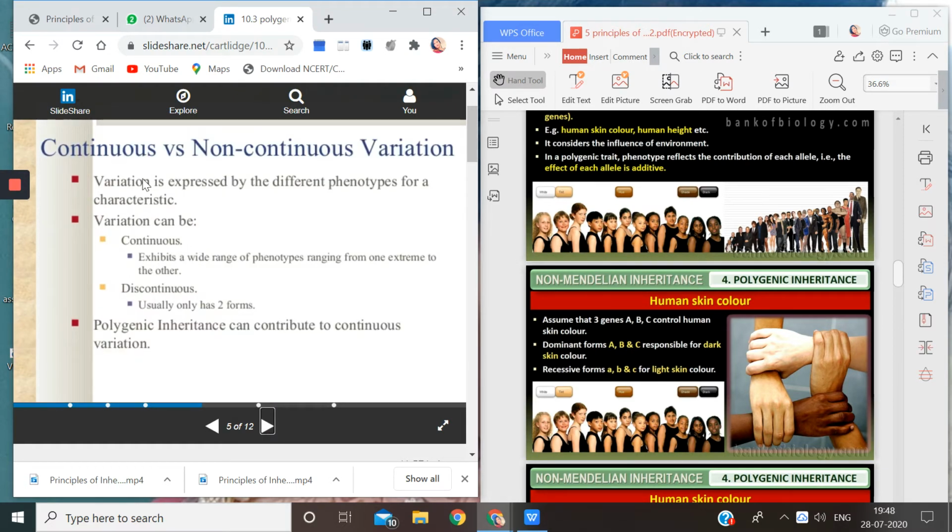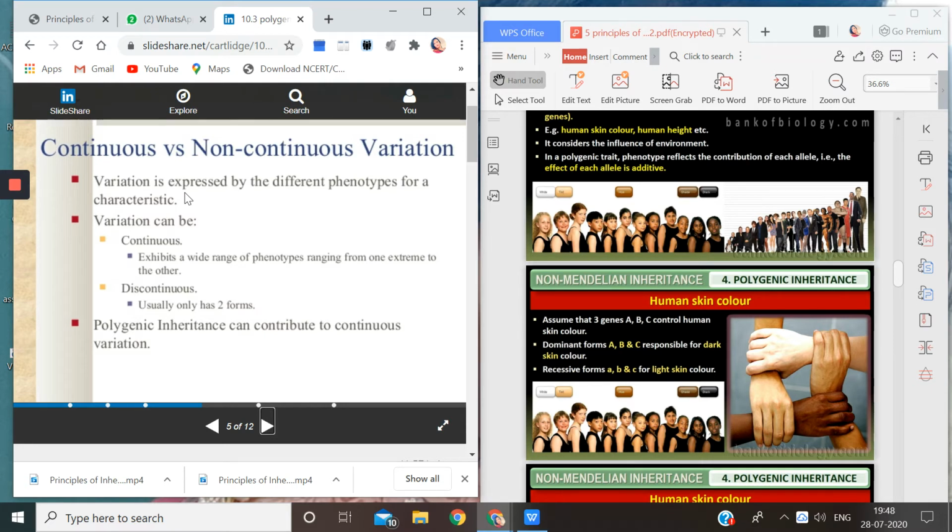Next, children, you see continuous versus non-continuous variation. Do you understand what variation is? Variation means difference. Variation is expressed by different phenotypes. Of course, if the phenotypes are similar, how will the variation be shown? If all the phenotypes are the same, you will not be able to make out the difference. So variation can only be expressed if there are different phenotypes for a particular character.